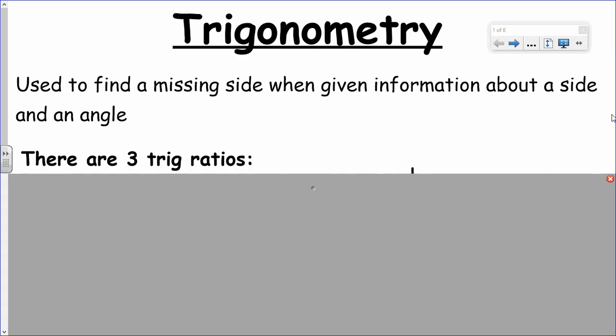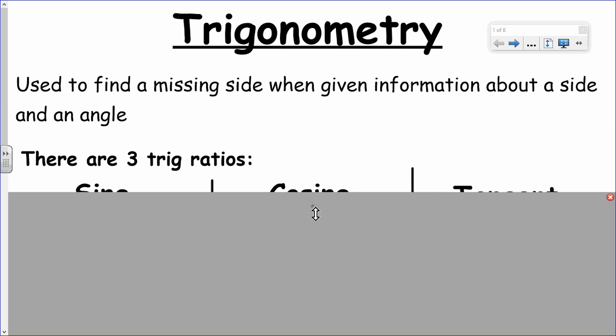Alright, so we're going to do notes on trig, or trigonometry. And we use trig to find a missing side when you're given information about one side and an angle, which is different than what we were doing with the Pythagorean theorem, because on that one you get two sides and you're looking for the third. With trig, again, we're going to be given one side and an angle, and we need to find the other one. So there are three trig ratios that you have to know about.